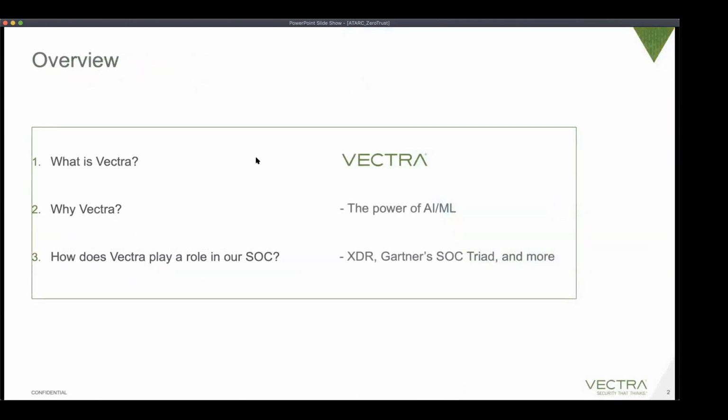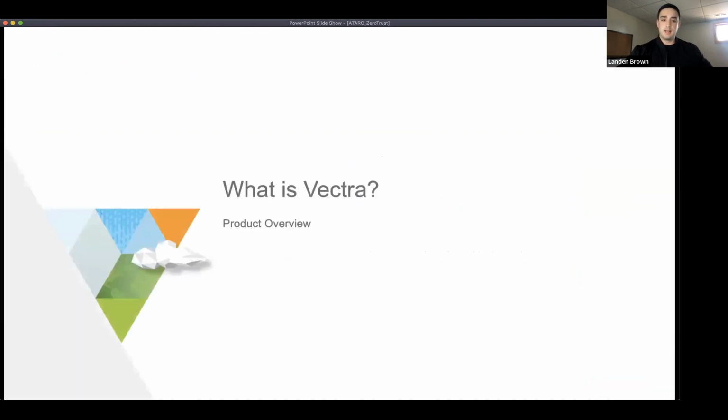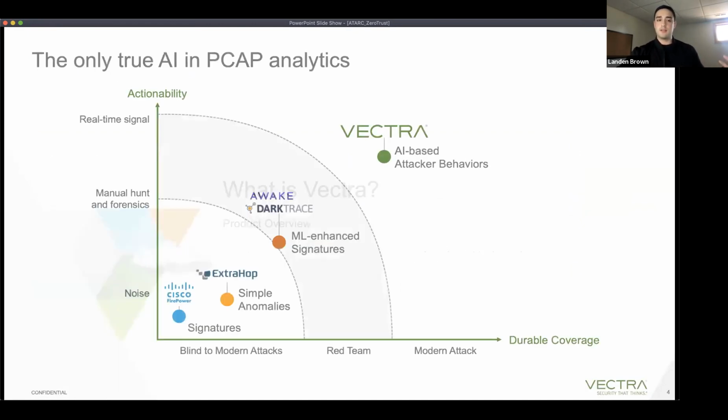So what are some things I want to cover? First, I'd like to cover the overview of what is Vectra, why Vectra, what differences do we actually bring to the table, and how does Vectra play a role in our SOC? And not just a role, but a tangible role, something you can relate to and something an analyst can relate to. So let's start with what is Vectra.